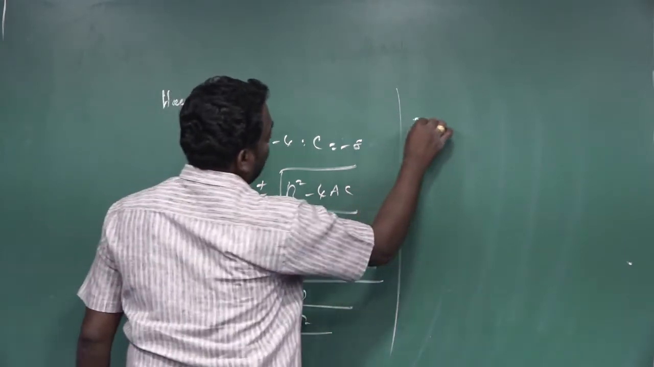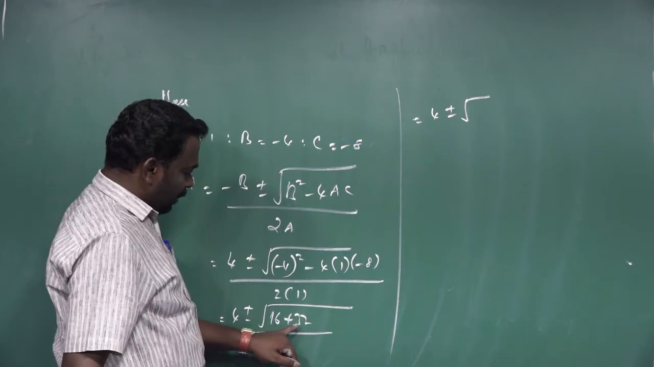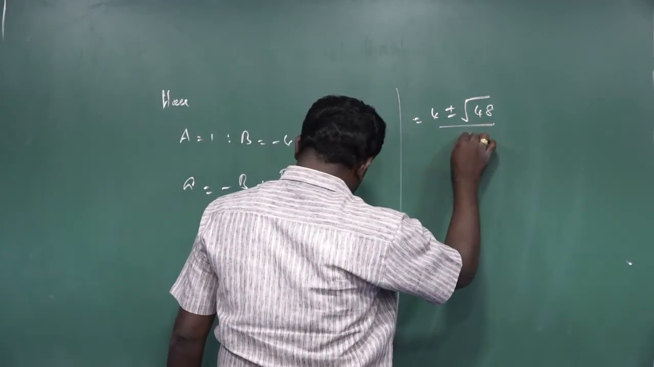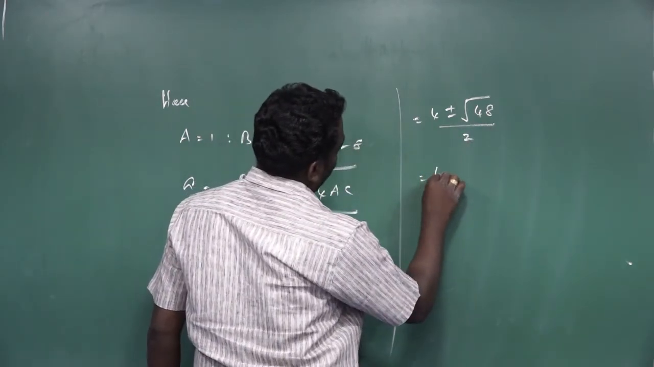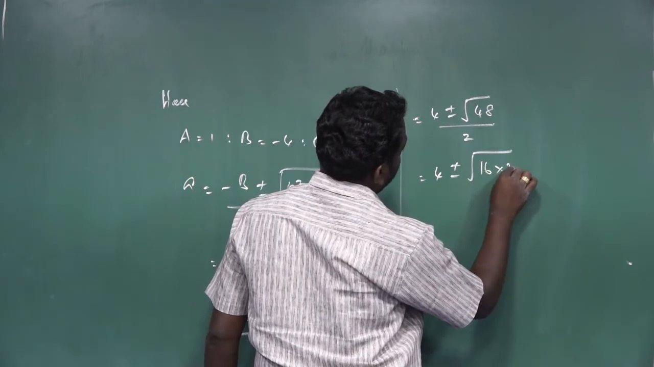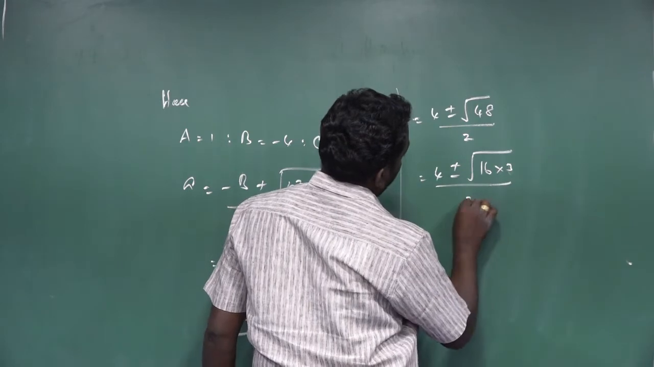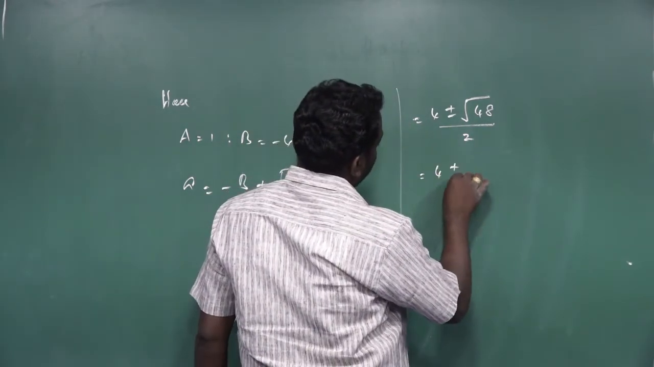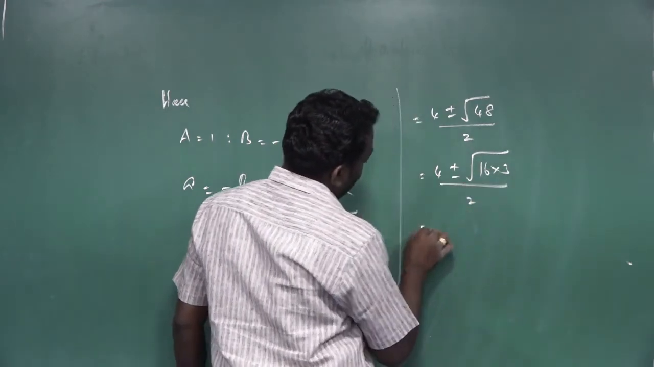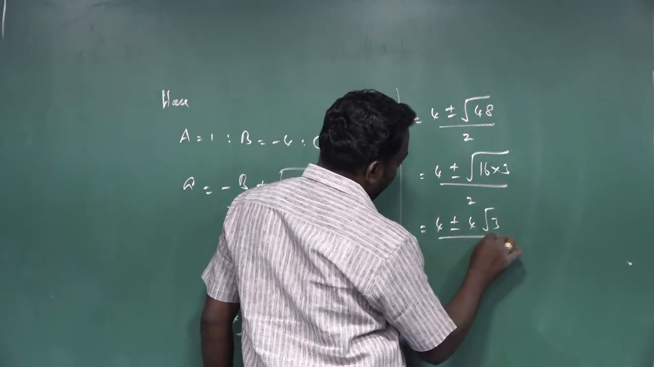The next line is equal to 4 plus or minus square root of, adding the values 16 plus 32 equal to 48, by 2. That is equal to 4 plus or minus square root of 16 into 3, by 2. That is equal to 4 plus or minus 4 into root 3 by 2.